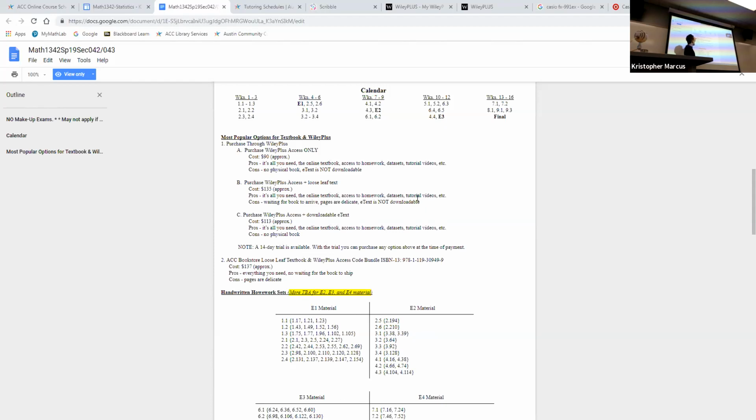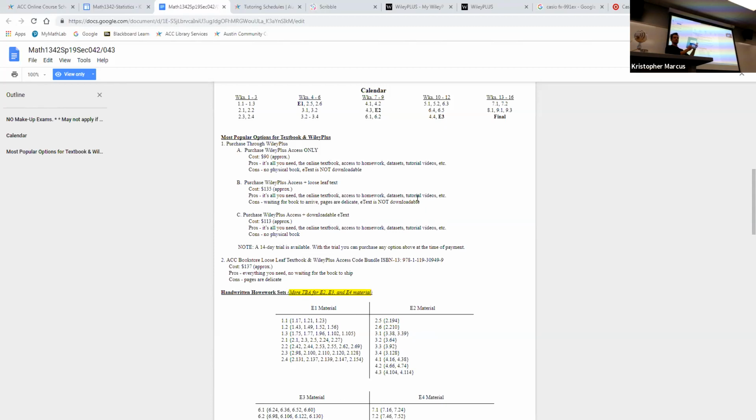It's around $135. You can get access to Wiley Plus and you get a loose leaf book. Did anyone go with a loose leaf book? You've got one. Mind if I hold it up and show it? So if you get the loose leaf with the Wiley Plus, usually the way it works, Wiley Plus is here on the back.